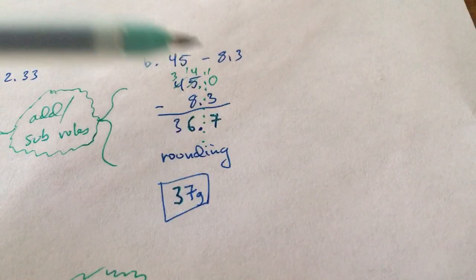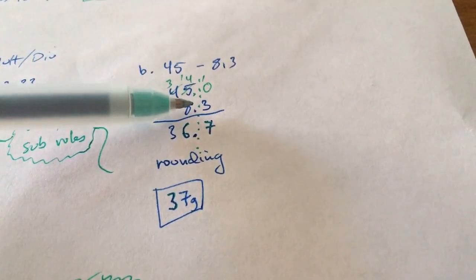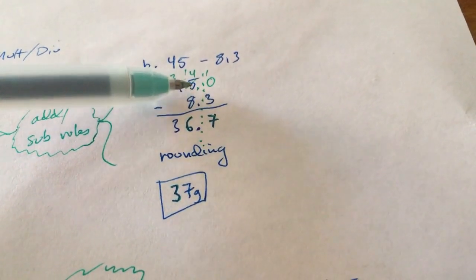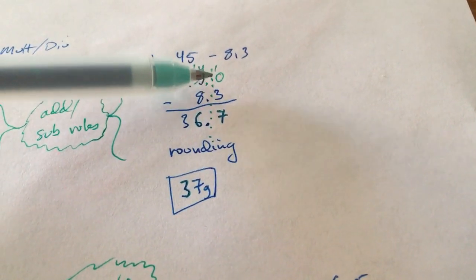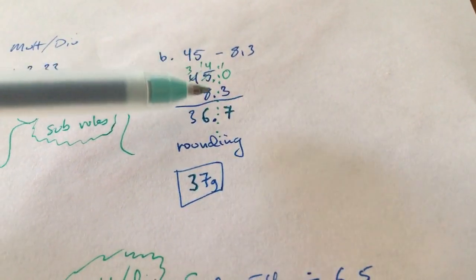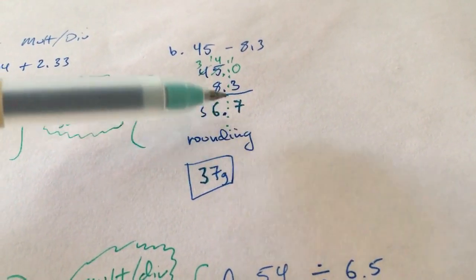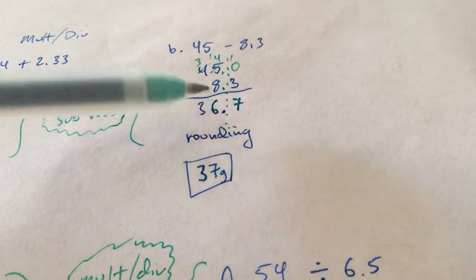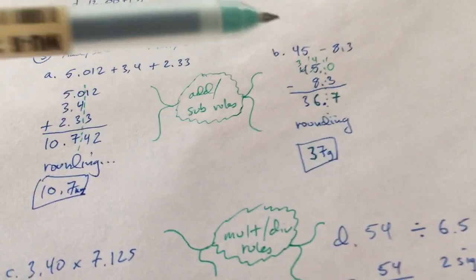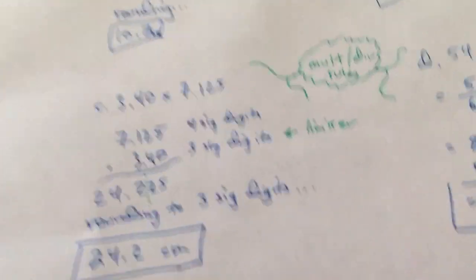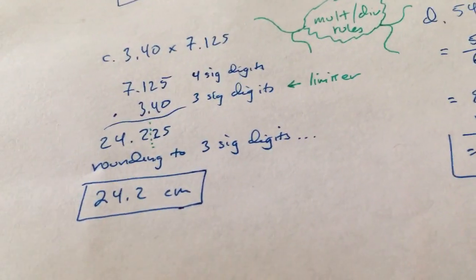Here with subtraction, again, I can only go to the ones place. So I do my math normally, put in a temporary 0 here, do my borrowing, subtract, I get 36.7. The 7 tells me to round up, and so 37. Notice I'm boxing my answers and putting my units. That's important too. These are multiplication and division.